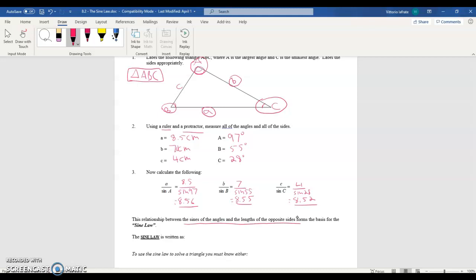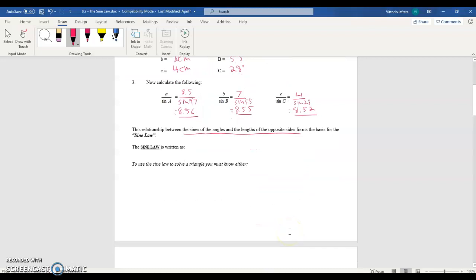So again, we do the ratio between a side and the sine of its opposite angle. The side and the sine of the opposite angle. The side and the sine of the opposite angle. They can actually all be equated to each other. So how do we write the sine law out? Well, you can write it like this. There's actually 2 ways to do it.